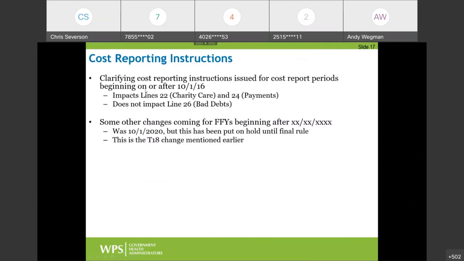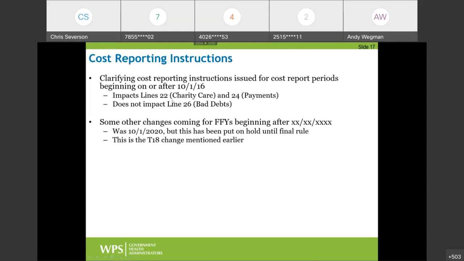As I said, we're in the second set of cost reporting instructions for S-10. We've been there for a few years. These are the ones that are effective for cost report periods beginning on or after 10/1/16. I'm not going to spend nearly as much time as I have in the past talking about the old instructions because we're far enough removed from them. There hopefully won't be any confusion.